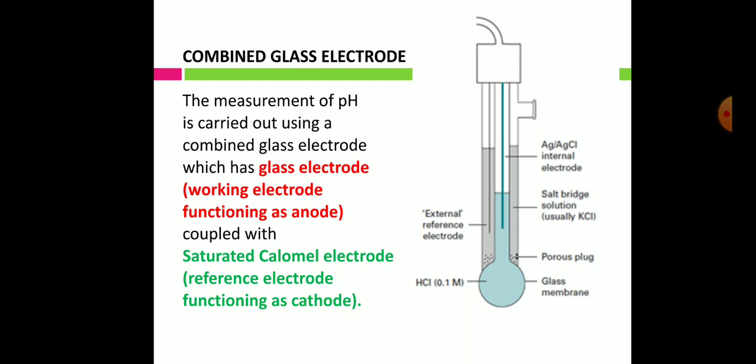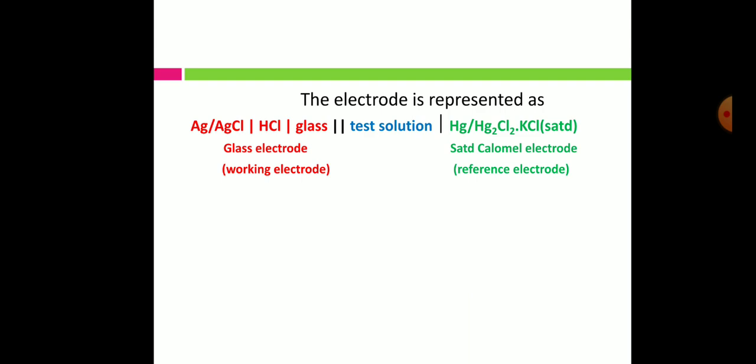Now let us come to the saturated calomel electrode. The saturated calomel electrode is present in the outer tube. It consists of Hg2Cl2 as a paste into which platinum wire is dipped, and the electrolyte is saturated KCl solution. Now here the cell notation for this complete combined glass electrode is given.